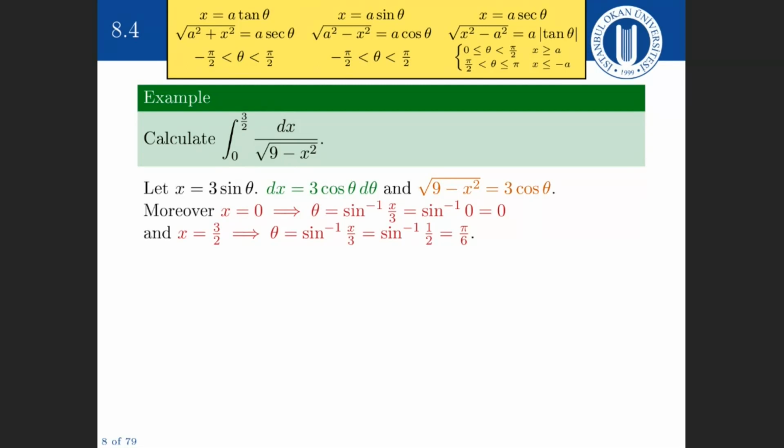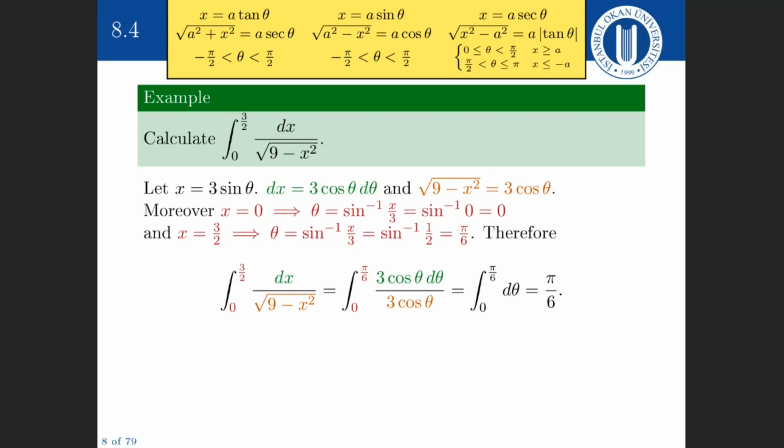If x is 0, then theta is inverse sine of 0, or 0. If x is 3 over 2, then theta is inverse sine of a half, which is pi over 6. That's all the information we need. Now we can do the substitution. Our integral is the same as the integral from 0 to pi over 6 of 3 cos theta d theta divided by 3 cos theta. And this is very, very easy.